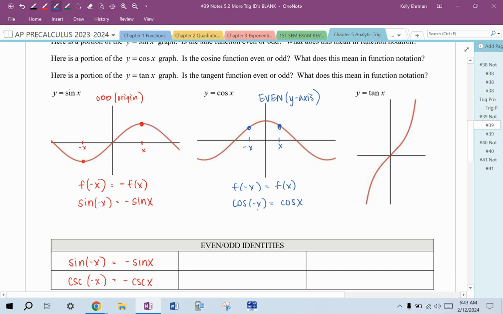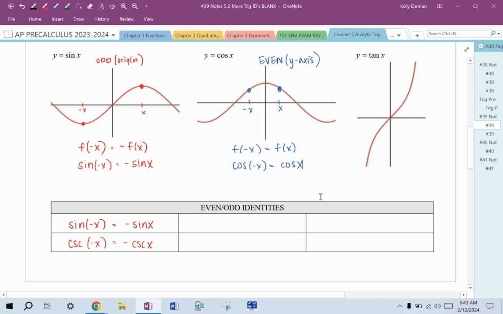So if we see cosine of negative x using our even and odd identities, we're going to simplify that and say cosine of negative x, we're just going to rewrite that as cosine of x because they're equivalent. If I said find the cosine of pi over 6 and find the cosine of negative pi over 6, both of those answers are radical 3 over 2. If that's true for cosine, it's true for secant as well, so fill in your secant identity.